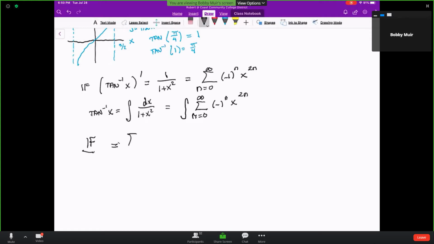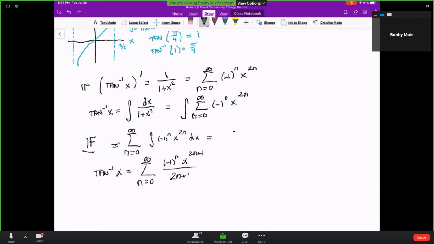then the sum of each of the integrals, that's just x to the 2n dx, what we're going to get is then the tan inverse of x is going to be this infinitely long sum of this integral, which is (-1)^n, and you just do the integral, x to the 2n plus 1 divided by 2n plus 1, and there's a constant c.